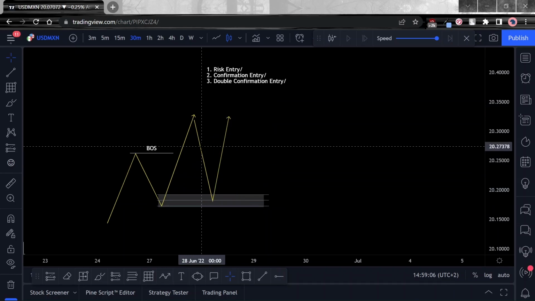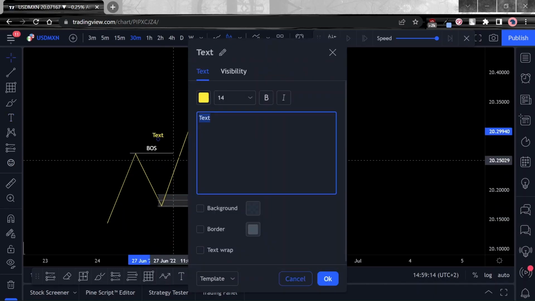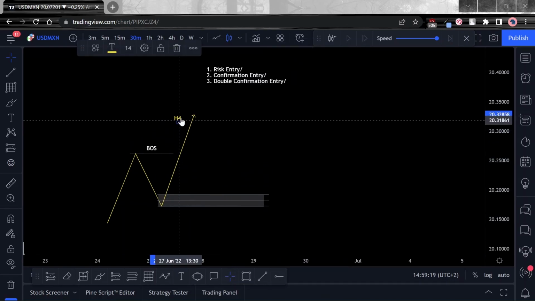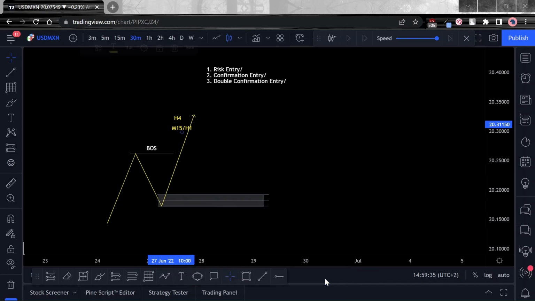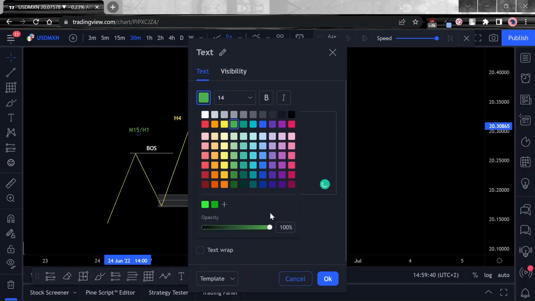So the second method that we use is obviously the confirmation entry, and with this one, the idea is simple. So if we were to say this were our H4 time frame with the yellow, then we'll be looking at our internal structure, maybe let's say our 15-minute M15, or you'd also be looking at your H1, depending on which one you prefer. Personally, I would say the M15 would be nice. So let's just change this color and maybe let's make it green.